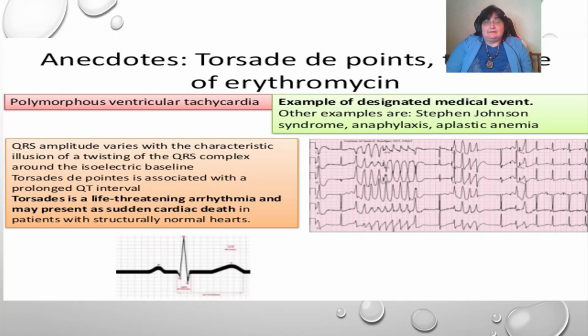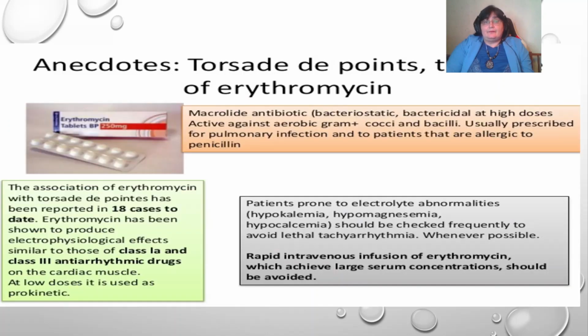QRS amplitude varies, with a characteristic illusion of the twisting of the QRS complex around the isoelectric baseline. Torsade de pointes is associated with a prolonged QT interval. Torsade is a life-threatening arrhythmia and may present as sudden cardiac death in patients with structurally normal hearts. Erythromycin is a macrolide antibiotic, bacteriostatic, bactericidal at higher doses, active against aerobic gram-positive cocci and bacilli, usually prescribed for pulmonary infection and to patients that are allergic to penicillin. The association of erythromycin with torsade de pointes has been reported in 18 cases to date.